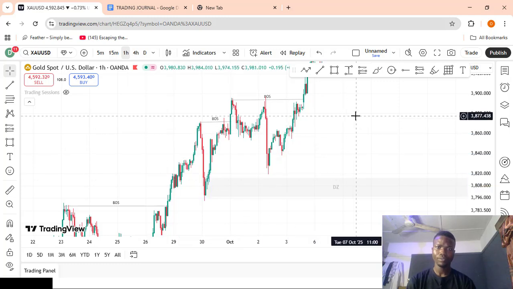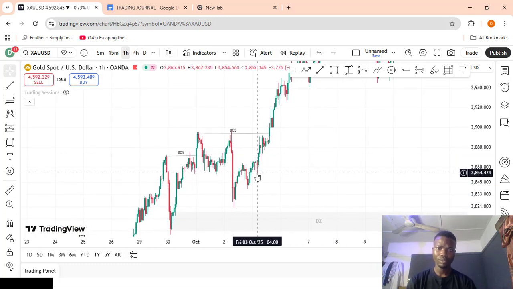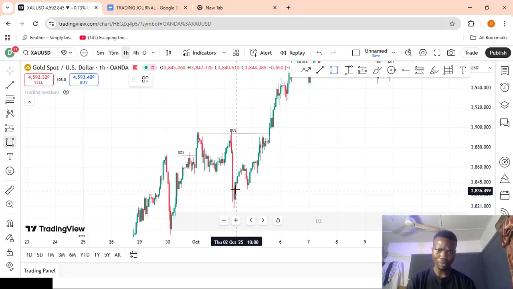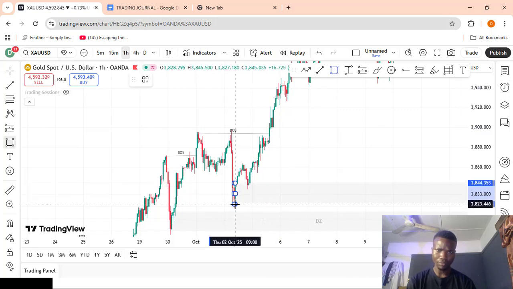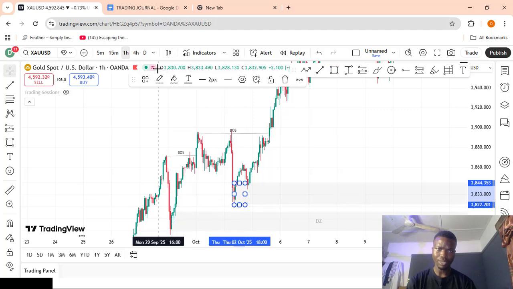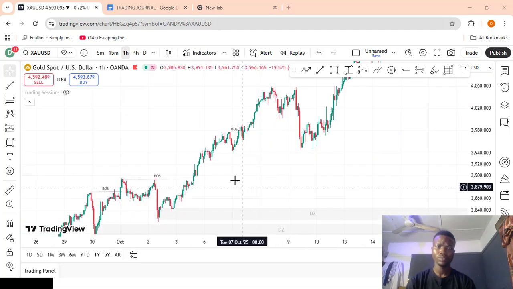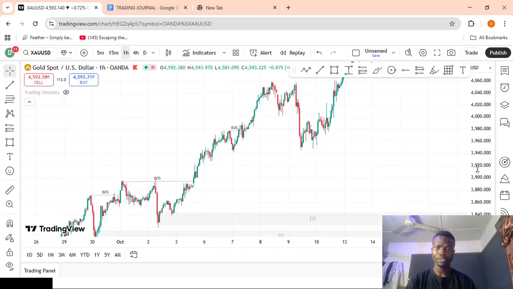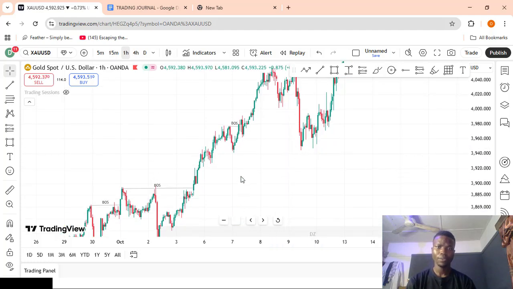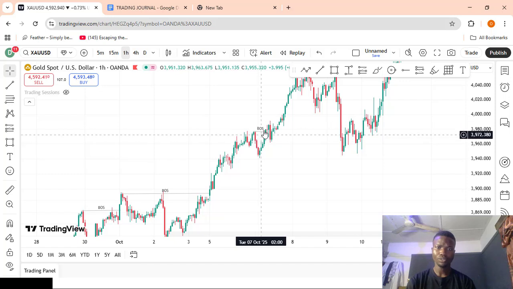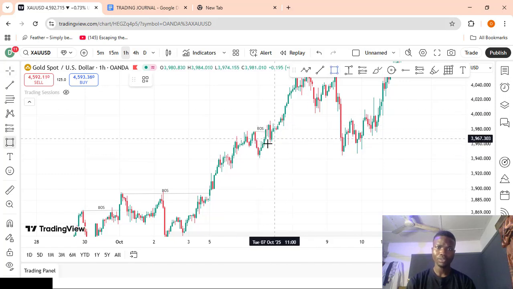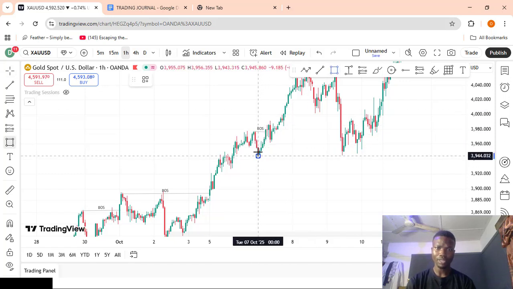Then we continue. We can see that this is another break of structure, so we mark out this level right there. That is another demand zone. So now, you can see that this is another break of structure to the upside, so it means that we have a demand area around there.